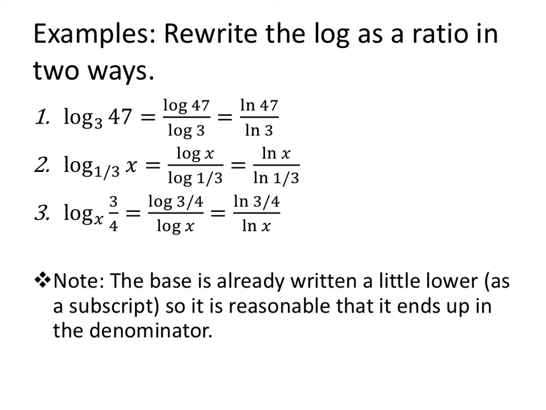So we could rewrite the log as a ratio in a couple of ways. If I have log base 3 of 47, that's log of 47 over log of 3, or natural log of 47 over natural log of 3, or log base 72 of 47 over log base 72 of 3. As long as the two logs in the numerator and denominator have the same base, it's all good. Log base 1/3 of x, it's log of x over log of 1/3, or natural log of x over the natural log of 1/3. And it doesn't matter if I have numbers in both positions or a variable in one position or the other. I'm still going to have log of 3/4 divided by log of x. The base is already written lower, so it goes in the denominator.